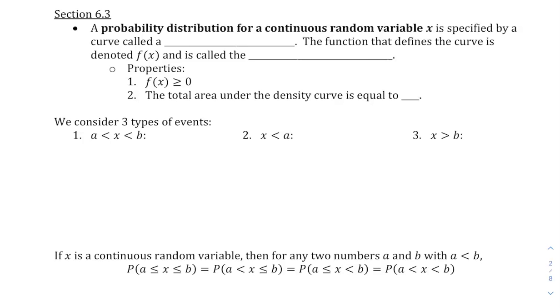Now we want to look at probability distributions for a continuous random variable x. And the way you calculate these probabilities is a lot different than how we do discrete random variables. The reason is that we have to specify these random variables by a curve called a density curve. And that density curve is defined by a function, f of x, and that function is called the density function.